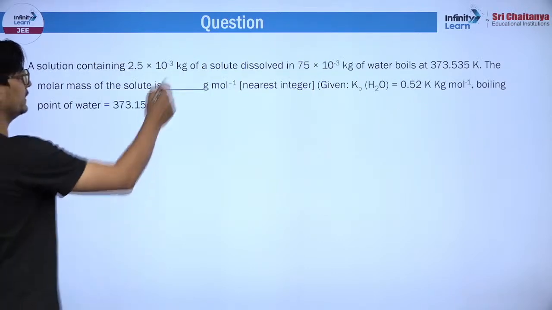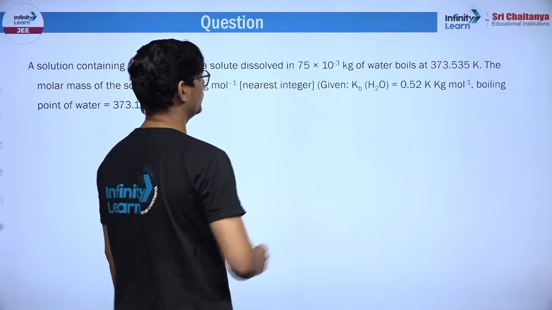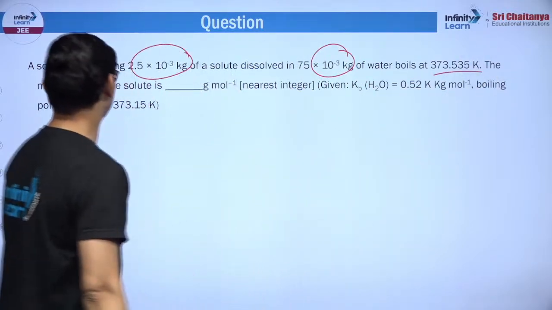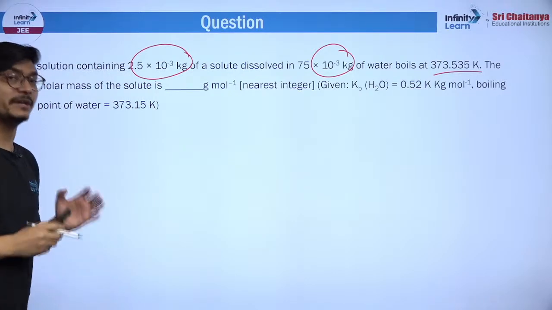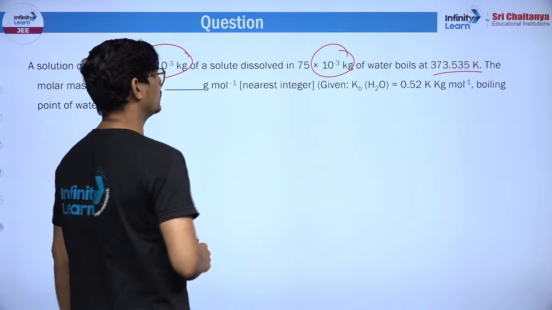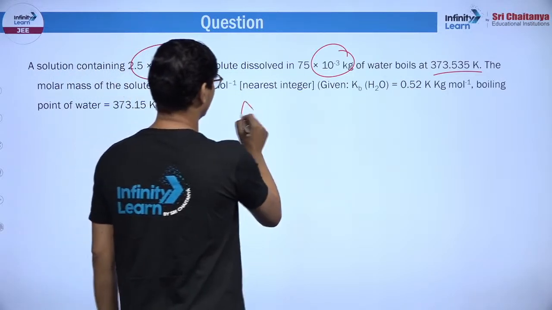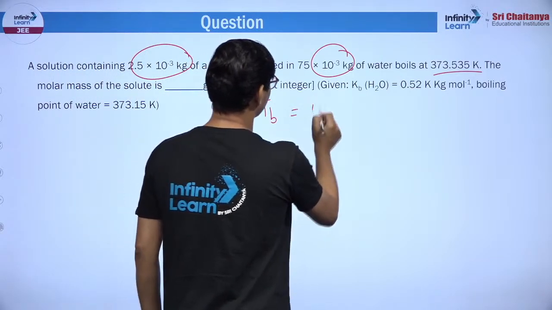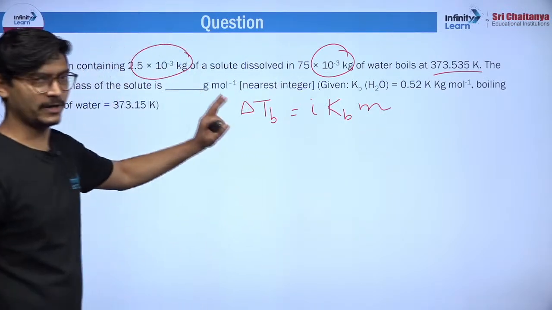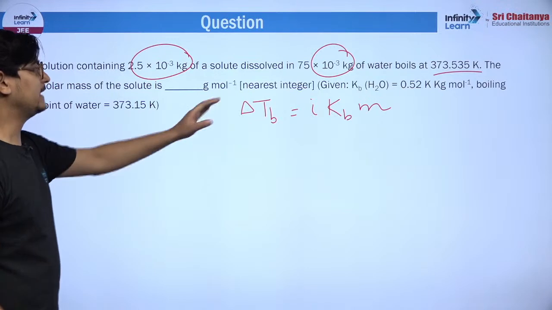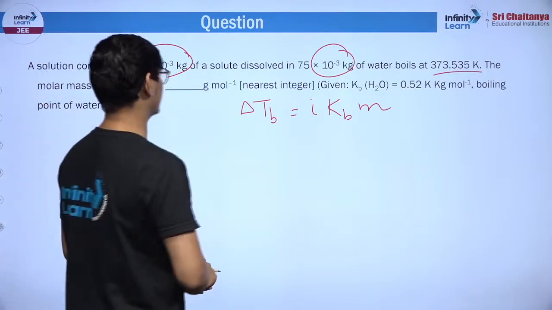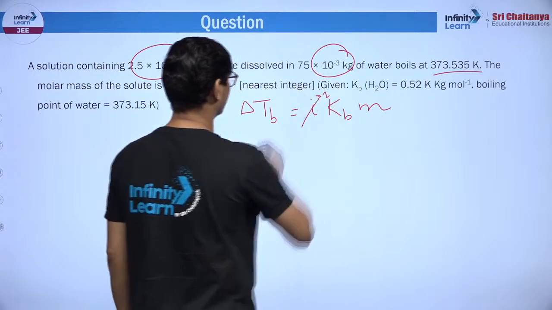A solution containing this much amount of solute dissolved in this much amount of water boils at this temperature, okay. The molar mass of the solute, again a very simple question, just a little bit of calculation, right? We are talking about the boiling point, so delta Tb is i Kb m. This formula is used no matter how difficult the question is. So elevation of boiling point involves the Van't Hoff factor. We are not talking about dissociation or association, so the Van't Hoff factor will be 1.